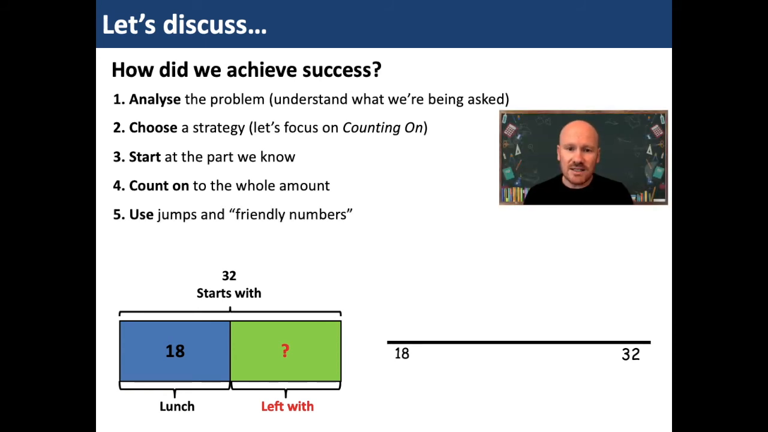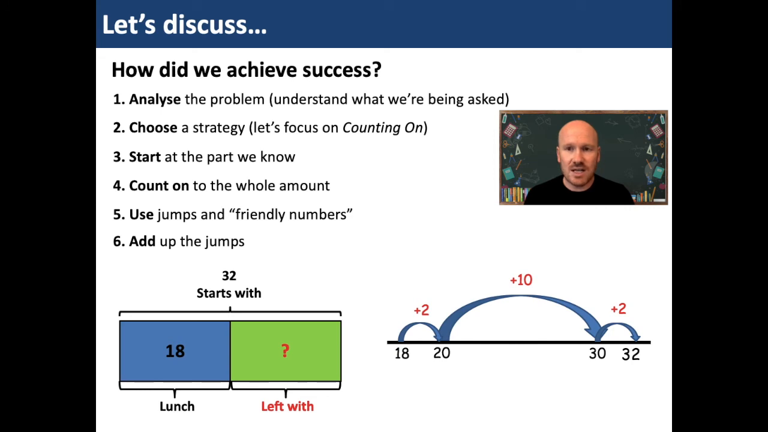We started at 18, we counted on 2 to get to 20, then we counted on 10 to get to 30, and then we counted on the last 2 to get to 32, which gave us our answer of 14, and we worked that out by adding up those jumps.